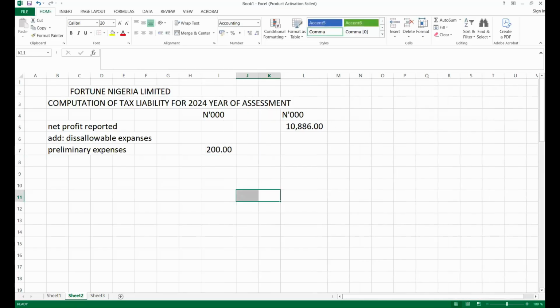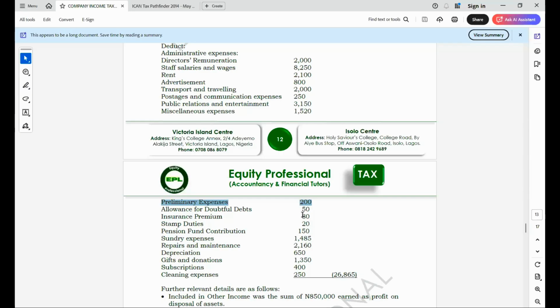Then after that, let me go back. After preliminary expenses, I have allowance for doubtful debt. Is this allowable or disallowable? Disallowable. I told you only what? Specific allowance for doubtful debt is allowable. Only specific. That word specific must be there.